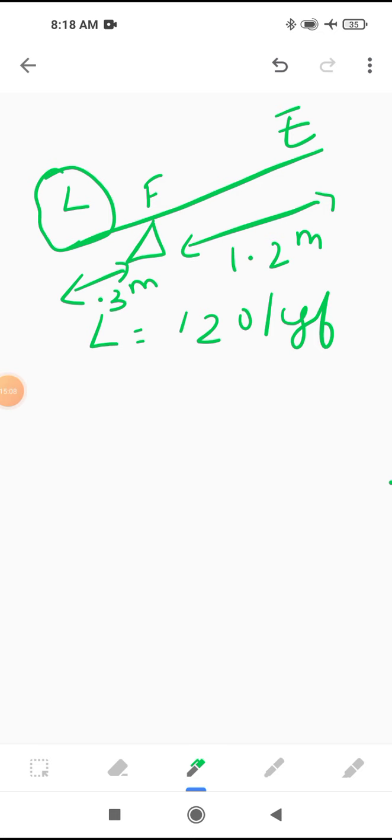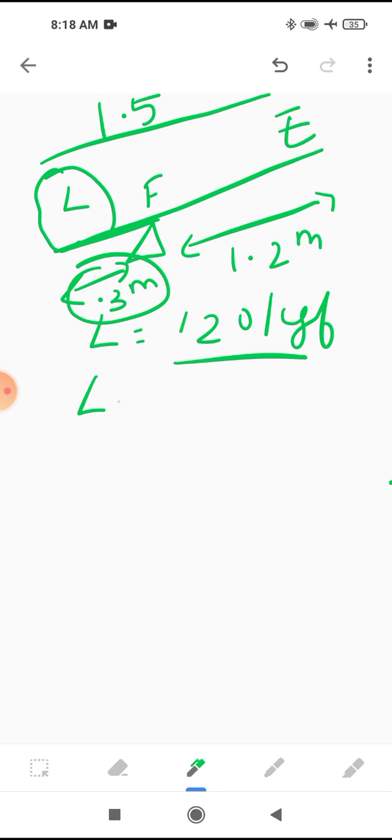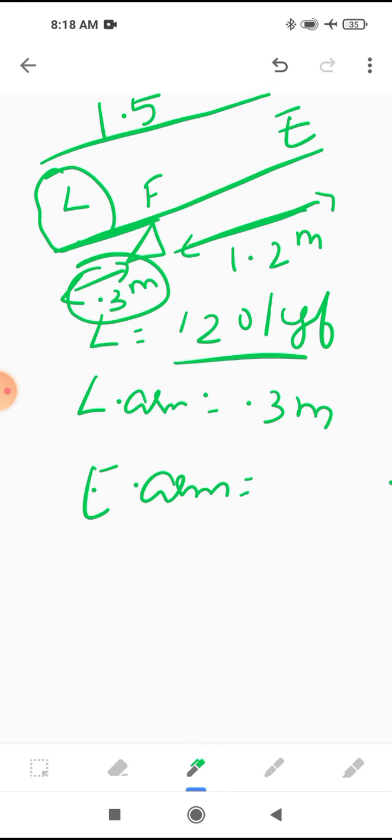Now see the question. Find the effort required to lift a stone of mass 120 kg. So load is 120 kg force, with the help of a lever of 1.5 meter long. This total length is 1.5 meter. If the load arm is 0.3 meter, this is the load arm, the distance from load to fulcrum, that is 0.3 meter load arm. Then the remaining length is the effort arm, that is 1.2 meter is the effort arm.